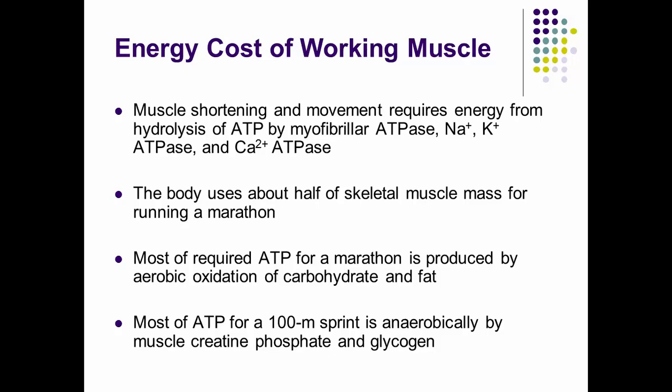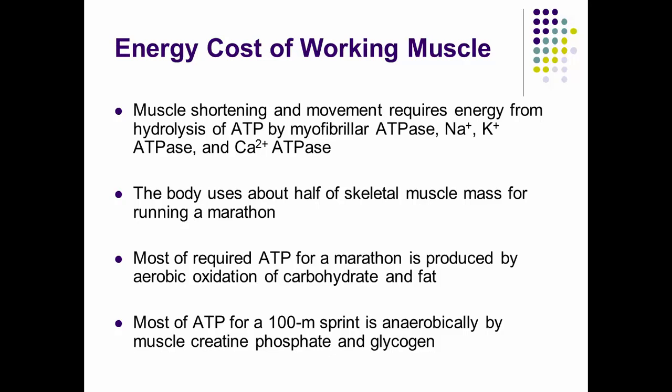Another important thing is that the body utilizes only about half of skeletal muscle for running a marathon. When we do exercise, not all the muscle is involved; even for running a marathon, only half of the muscle is involved. And most of the ATP that is required for a marathon is produced from aerobic metabolism, right? The marathon is a long-term exercise, usually a type of aerobic exercise, so ATP is produced basically from aerobic oxidation or metabolism of carbohydrate and fatty acids.